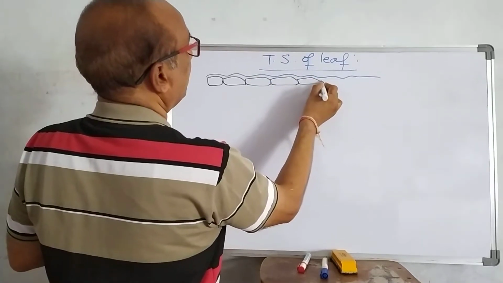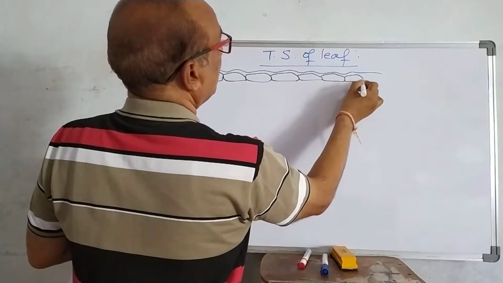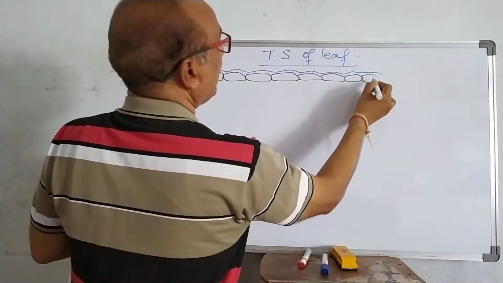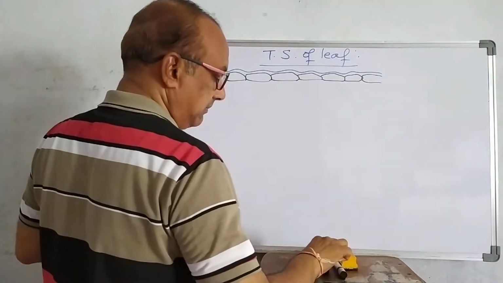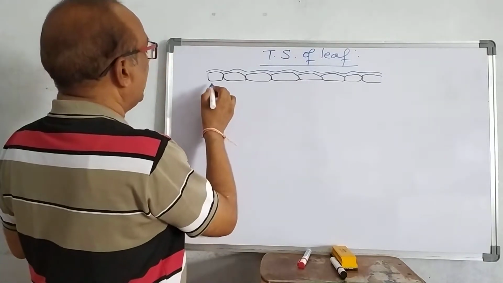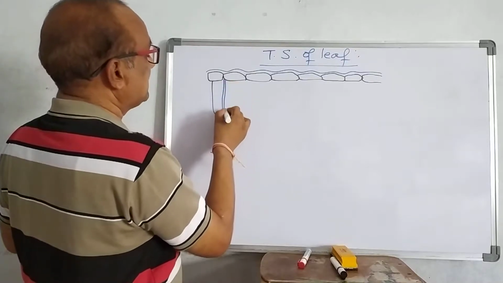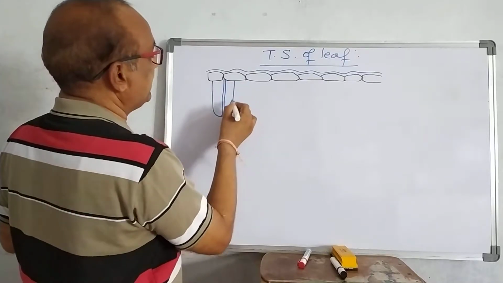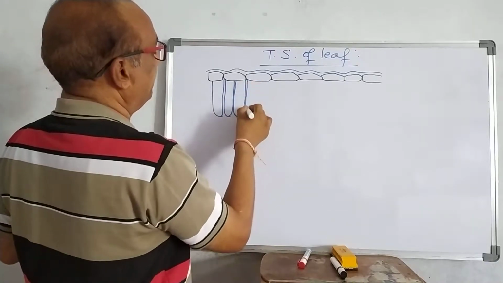The outer layer, which I have drawn with the blue color, indicates the upper cuticle, and beneath that the black colored single layered cells indicate the upper epidermis, which are compactly arranged without any intercellular spaces between them.